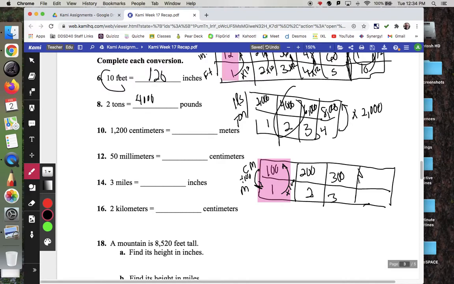But we need to skip right up to 1200. So 1200 is how many meters? So I'm going to use the divided by: 100 divided by 100 is 1, so we're going to do 1200 divided by 100, and that's equal to 12. So that's how we get to 12.